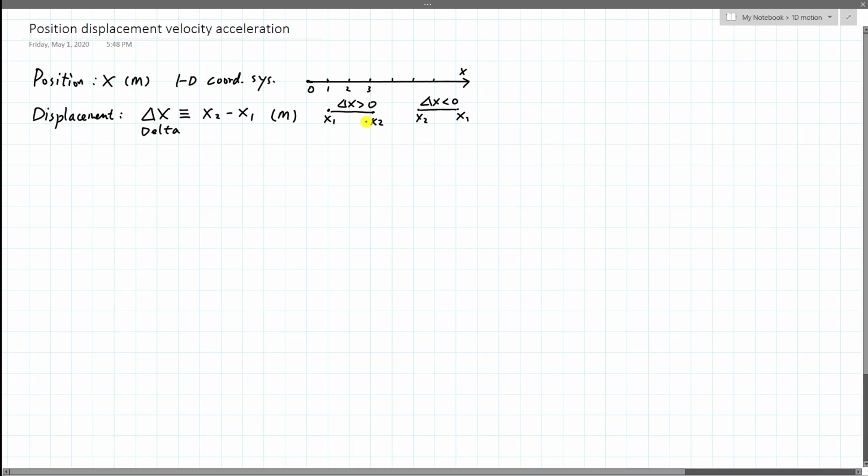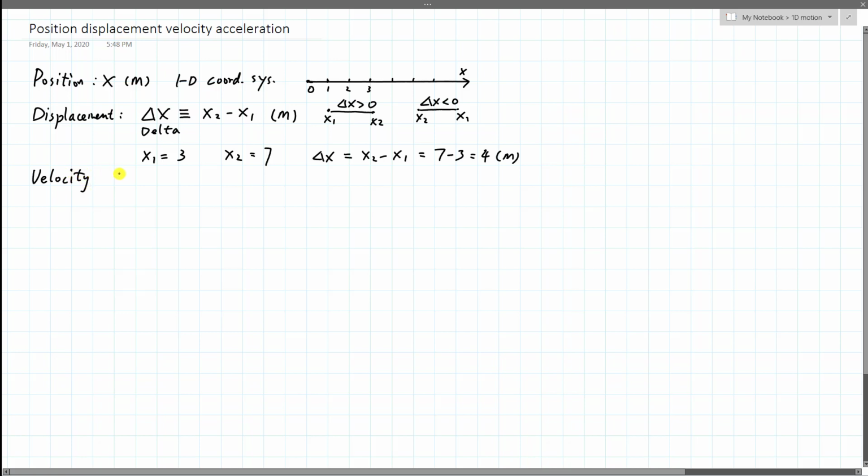So let's do an actual example, such as x1 equals 3, x2 equals 7. Then delta x is x2 minus x1, the final minus the initial, which is 4. So 4 meters of displacement. In this case, it is a positive displacement. So let's move on to velocity.